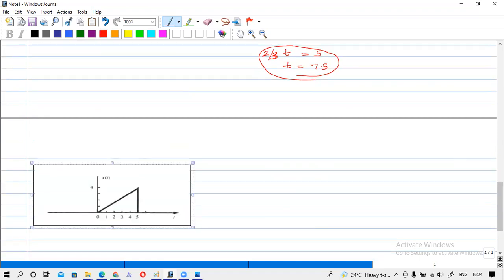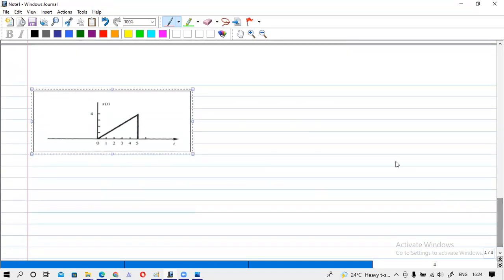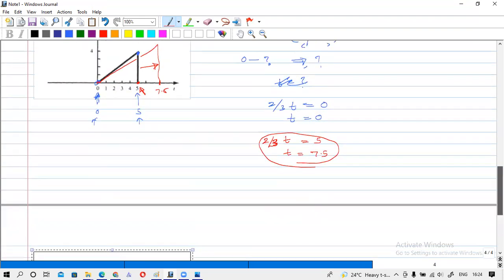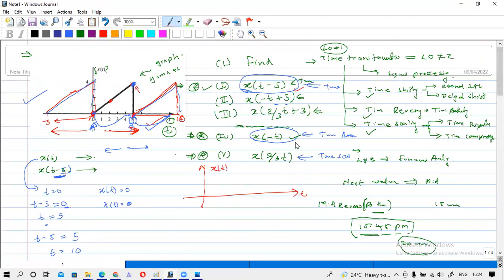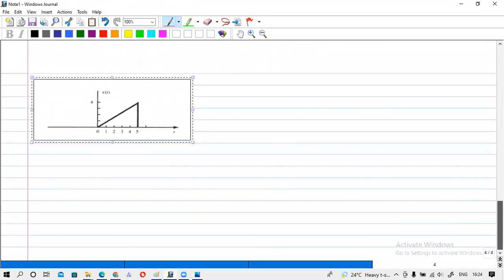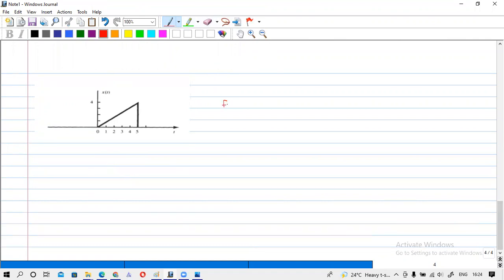Can you find what is the other question? We have done this 3, and now x of minus t plus 5. Can you find x of minus t plus 5? Try to find this. I hope you should be able to do this.